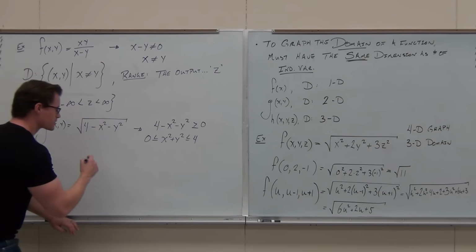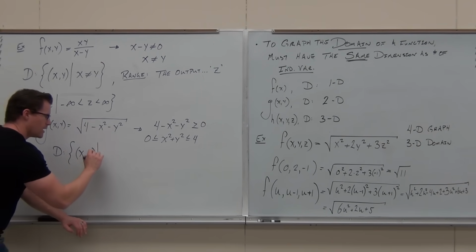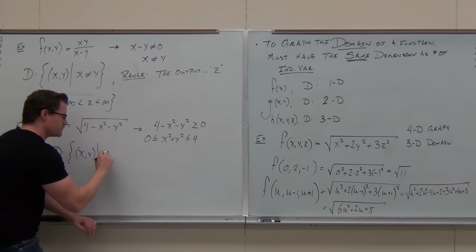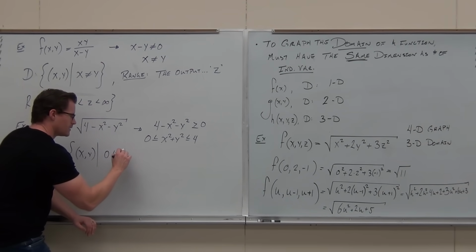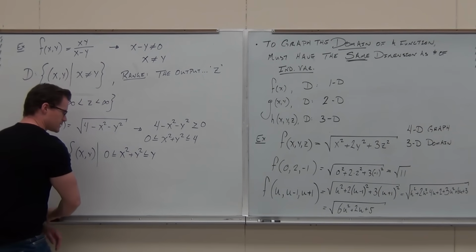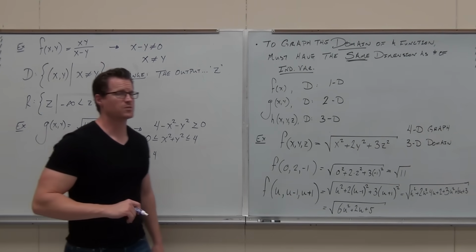That's what our domain is. So our domain says, I have a set of ordered pairs where my coordinates are x and y, and I need these ordered pairs to be bigger than or equal to 0, but I also need them to be less than or equal to 4.